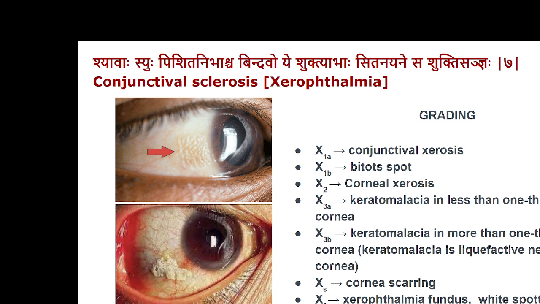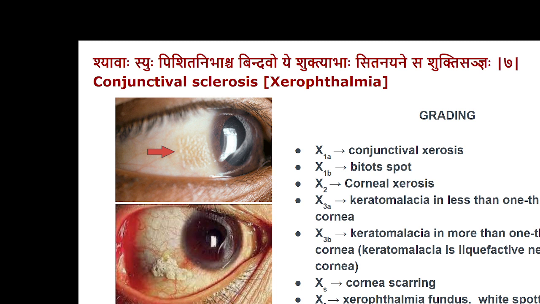Now, the next is about the Shukti as such. Shavahasyu Vishanibhashta Bindu Ye Shuktyabahasitan Heneta Shukti Samnyaha. When you have bluish or reddish dots over the eyes, with a somewhat fleshy appearance, Pishitanibaha Bindavaha, dots which are reddish or greyish in color, mainly seen in the scleral area, that is called Shukti. Now that is exactly the feature which we see in congenital xerosis or xerophthalmia.